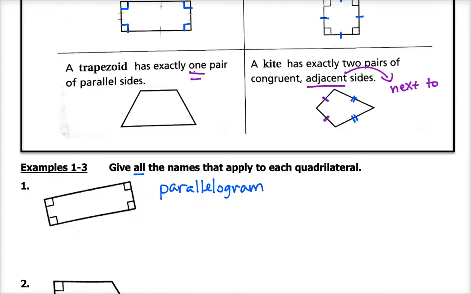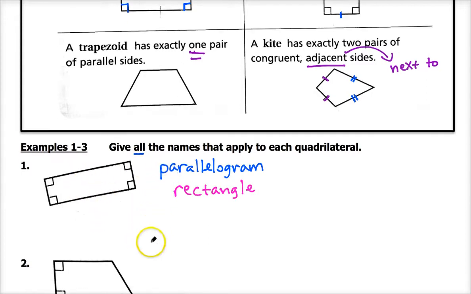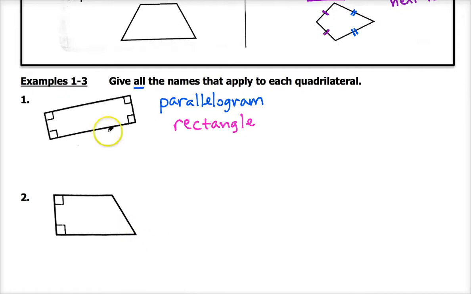But it is also, more specifically, a rectangle. And it's a rectangle because it has 4 90-degree angles. Okay, so we can call this a parallelogram. We can also call this a rectangle. Number 2. This figure we can only give 1 name, and that is a trapezoid.